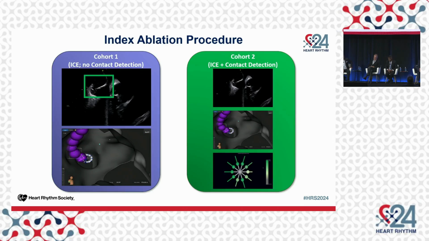So basically two cohorts. We looked at one cohort where we just use ICE without contact detection, and we all are fairly narcissistic enough that we think we're really good at what we do. And so obviously we thought just by ICE alone, we know it's touching, we feel like it's touching. You see the 3D mapping below. And then we had a second cohort where we use ICE plus contact detection.